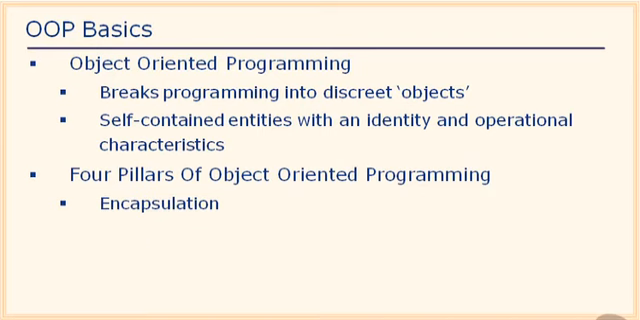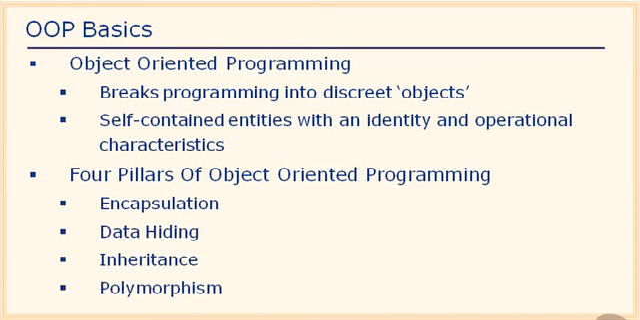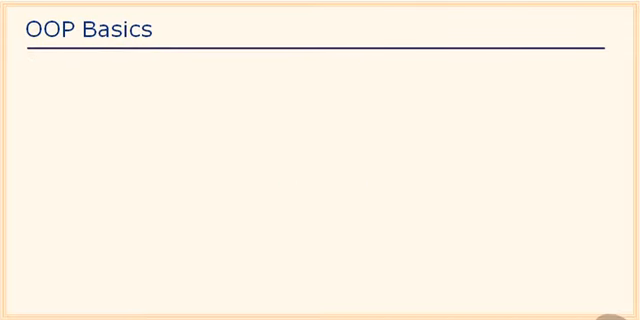There is something called encapsulation, data hiding, inheritance, and polymorphism. All right, these are the 4 you hear most about. Now let's talk about each of these briefly.